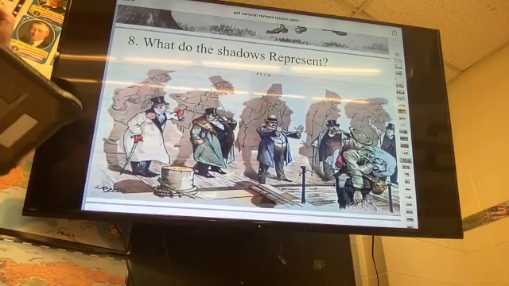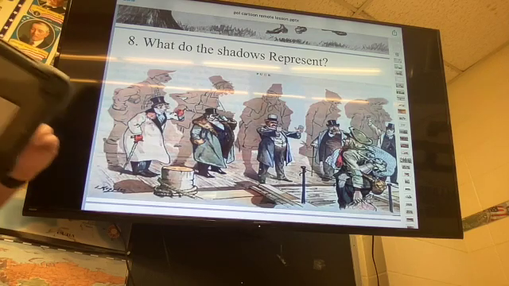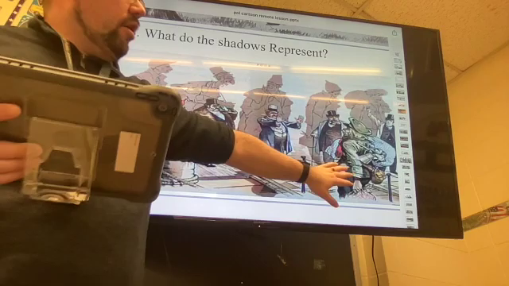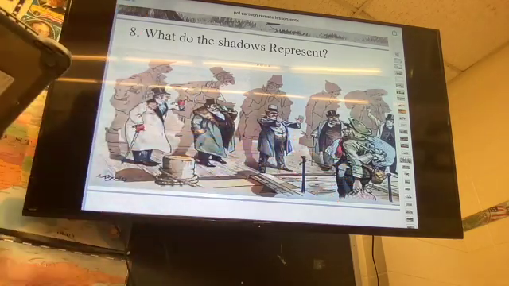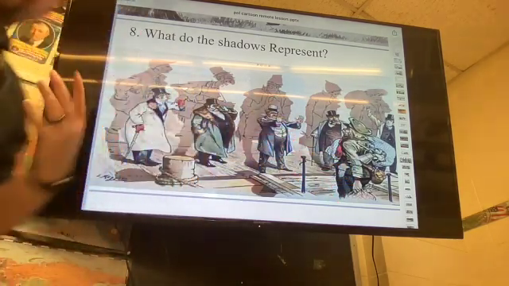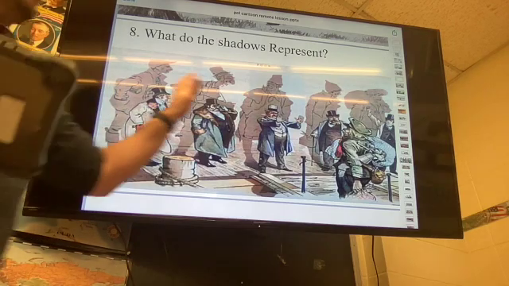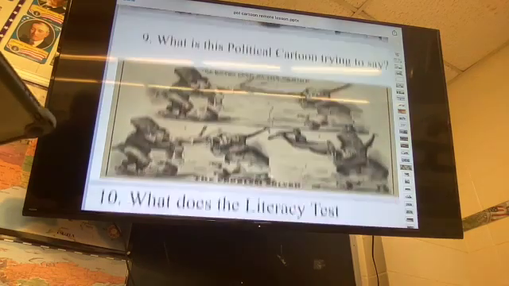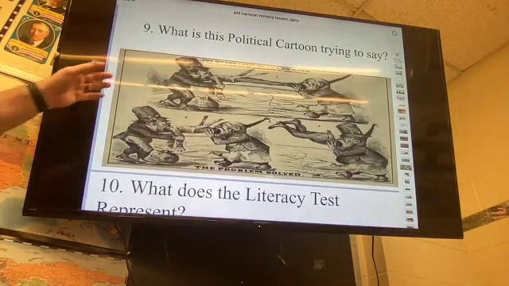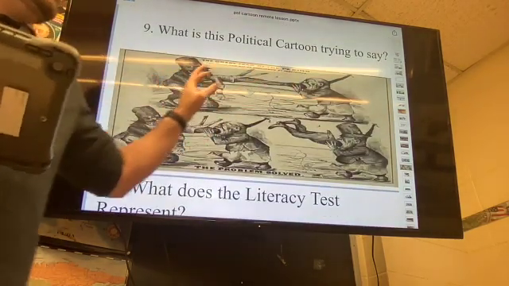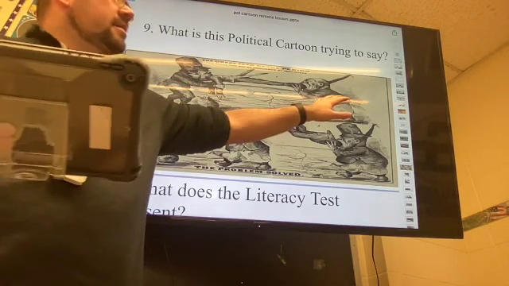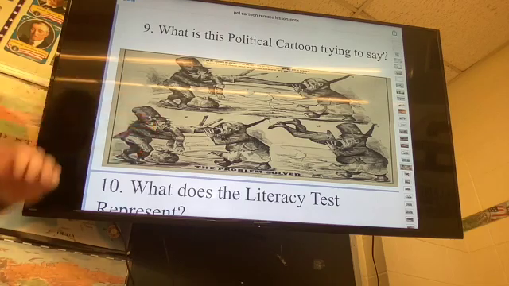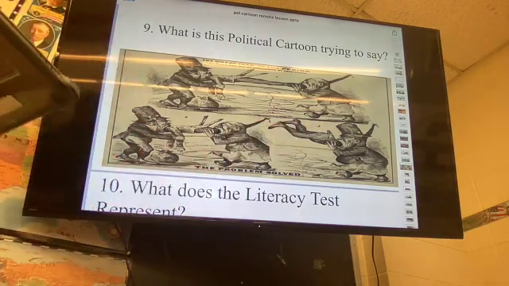Number 8, what do the shadows represent? There are immigrants right here, or an immigrant coming onto our dock. You have these men standing there in very wealthy attire, but their shadows look very specific. Tell me what those shadows represent. What is this political cartoon trying to say? We've seen this too. You have groups of people. This represents the Irish. This represents the Chinese. And then they're doing something to Uncle Sam, and they keep doing something to Uncle Sam, then something else happens. I want you to tell me what this political cartoon is trying to say.